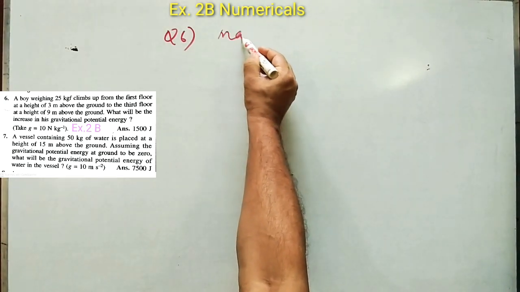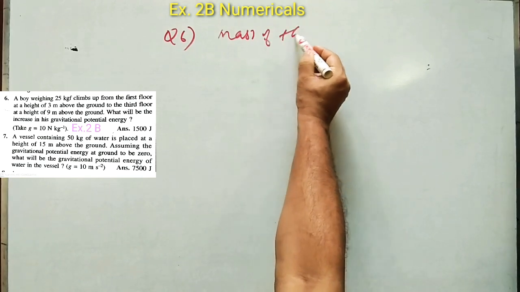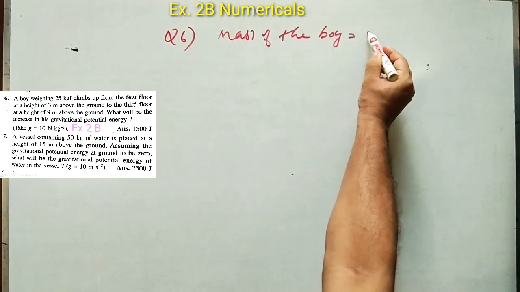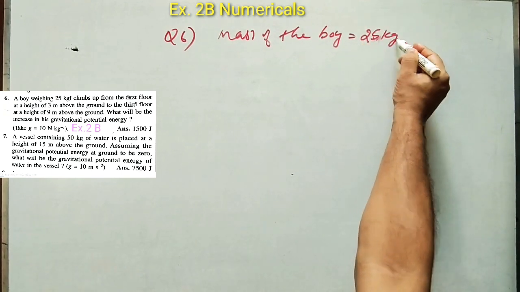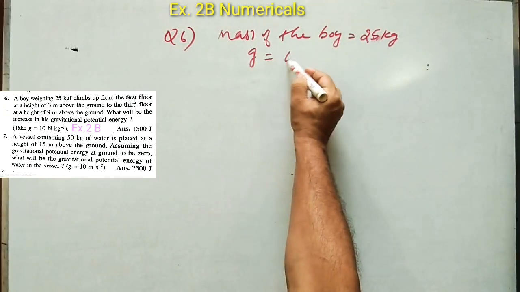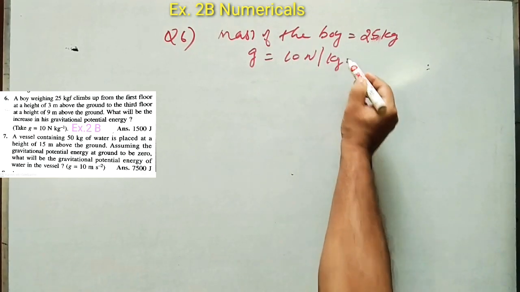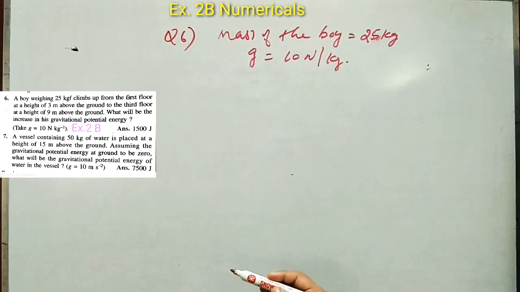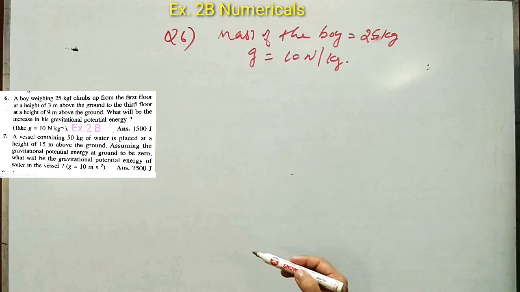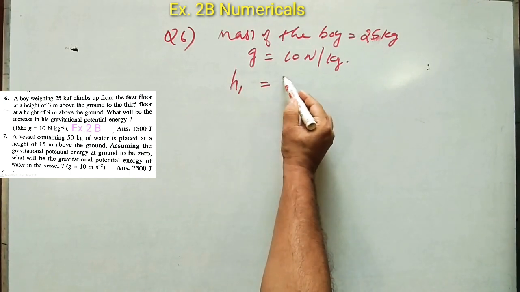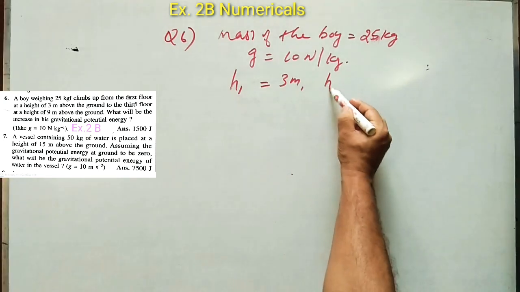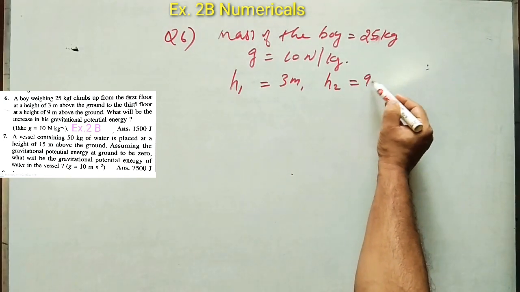So the mass of the boy is given as 25 kg. The value of g is given as 10 Newton per kilogram. Alright. So try to connect with the situations. The boy is going up from the first floor of a building to the third floor of the building. The height of the first floor, take it as h1, that is 3 meter. Height of the third floor, take it as h2, that is 9 meter.